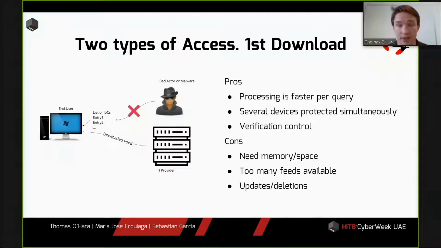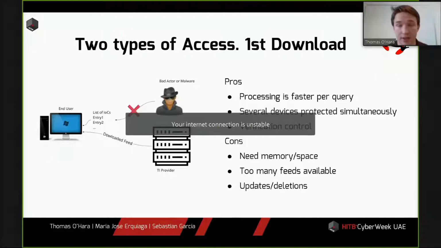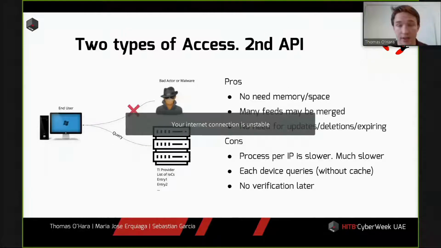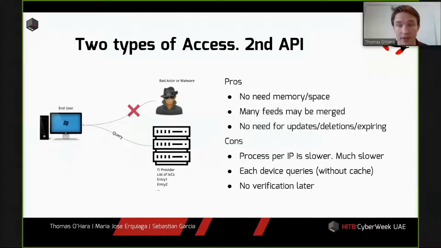The second method for accessing these blacklists is via API access. So you query servers and connections against the database, which is stored in the threat intelligence provider's servers. Some pros and cons to this are pretty much the reverse of the previous methodology.